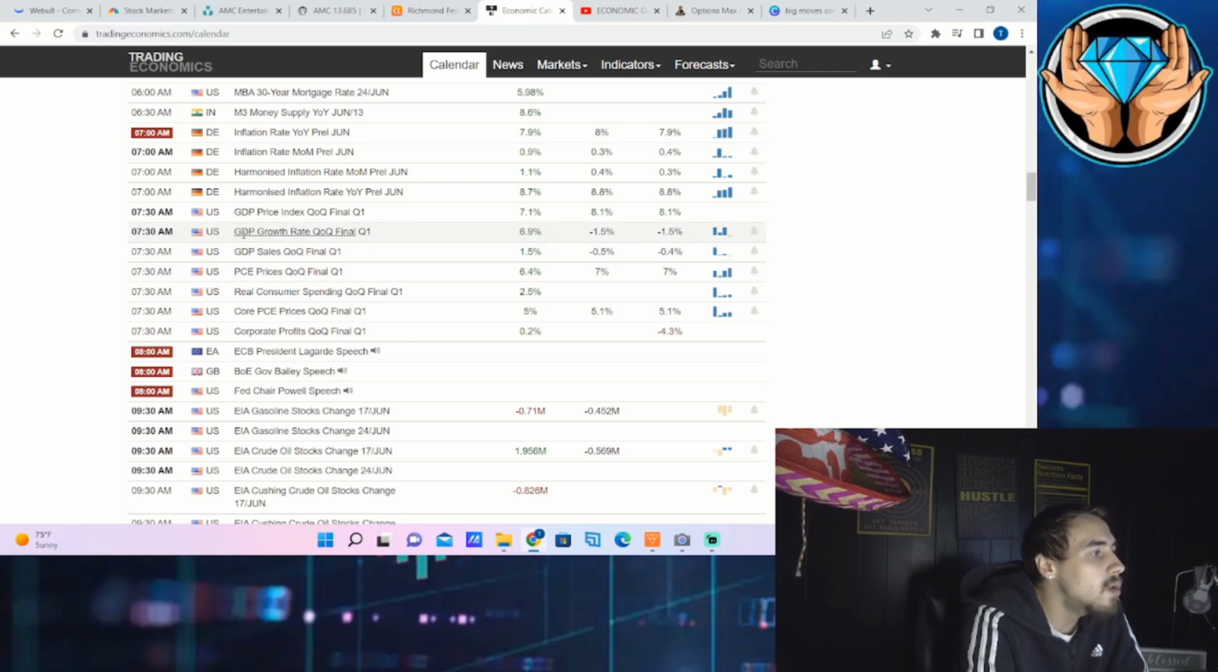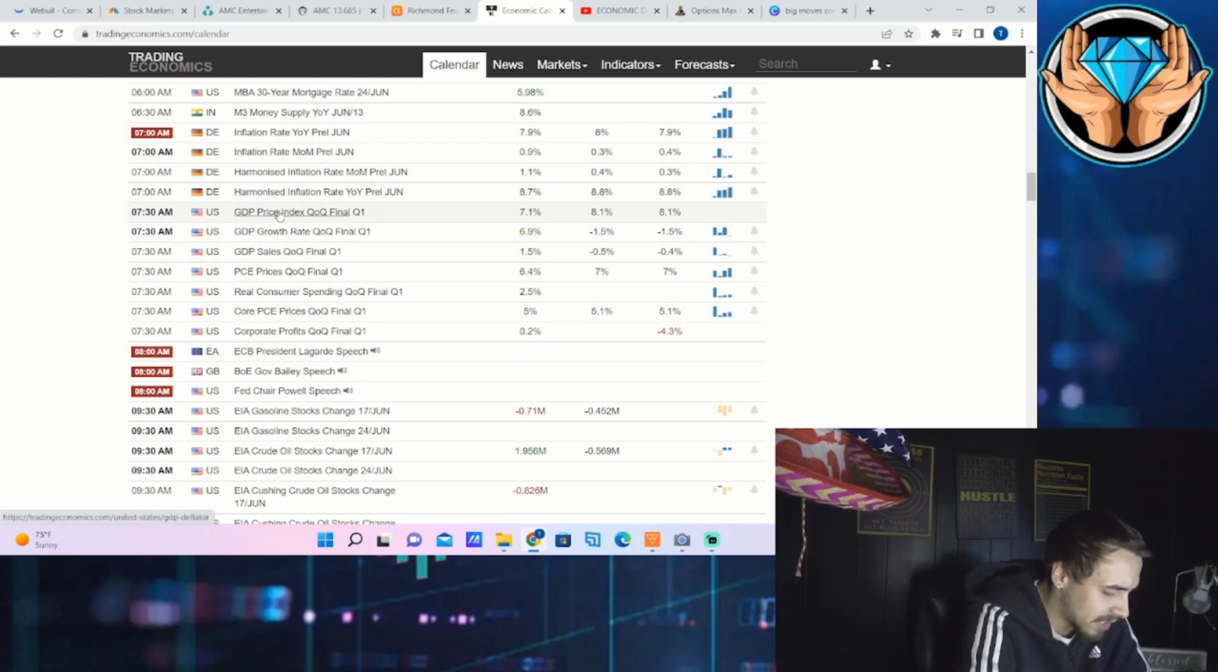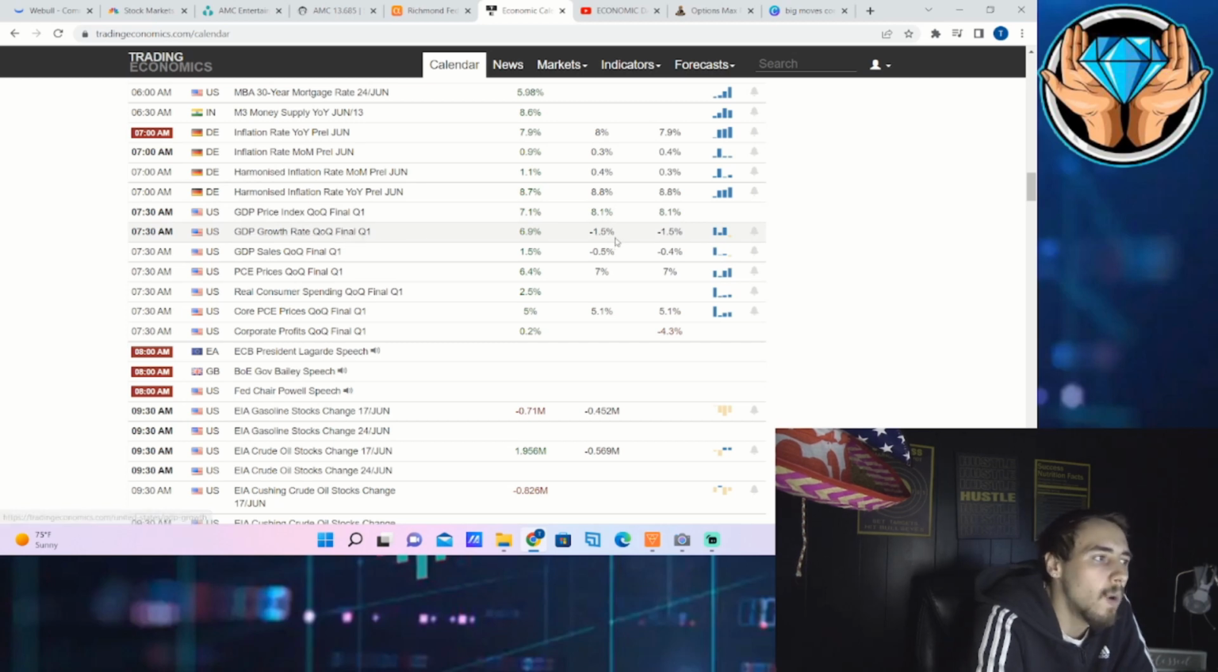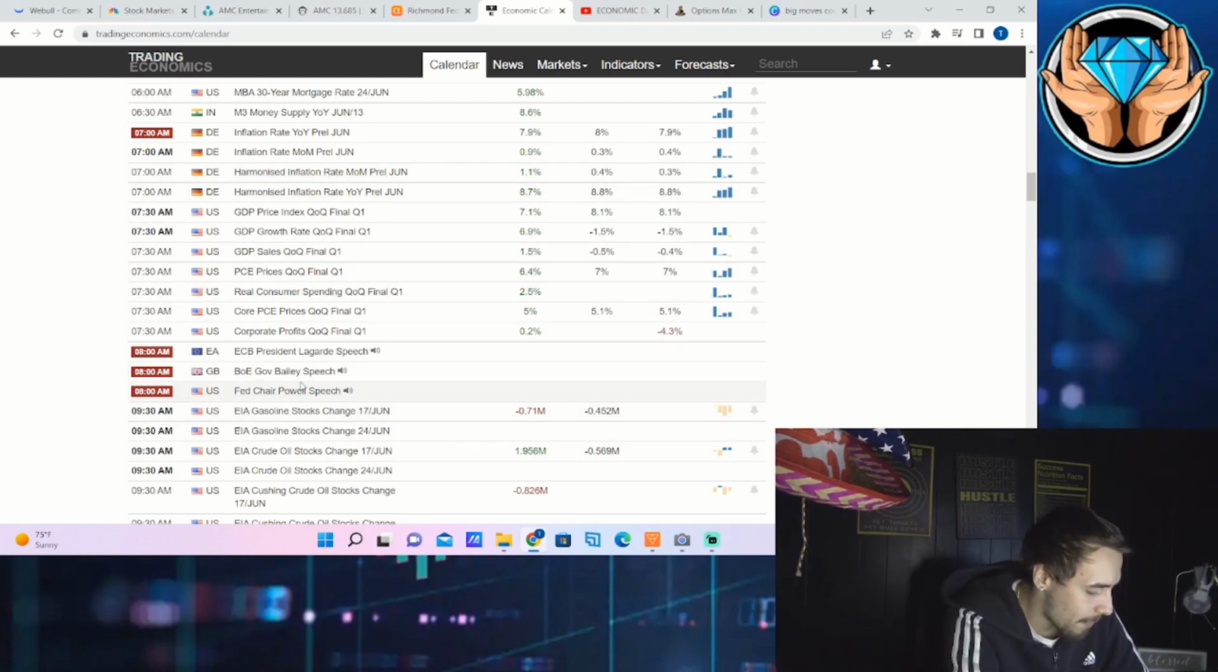So for Q1 GDP, the final number comes out tomorrow, and you can see it's estimated to come in the same as the last estimate, which was negative 1.5%. So depending on what happens tomorrow, you could see people get a little bit more fearful about a potential recession, but we already know a negative 1.5% number is what is expected. So I don't think anything too crazy will come out of that.